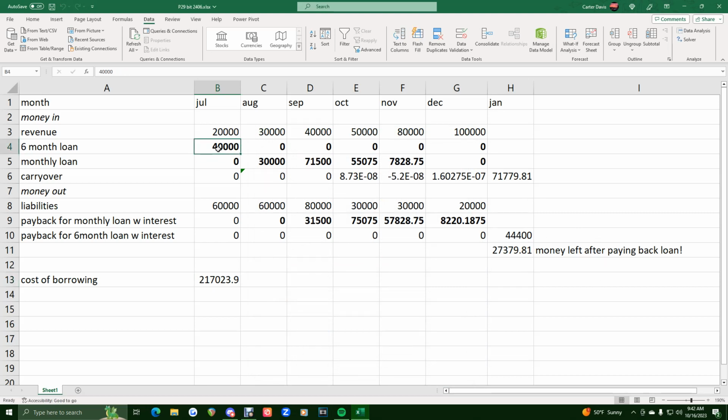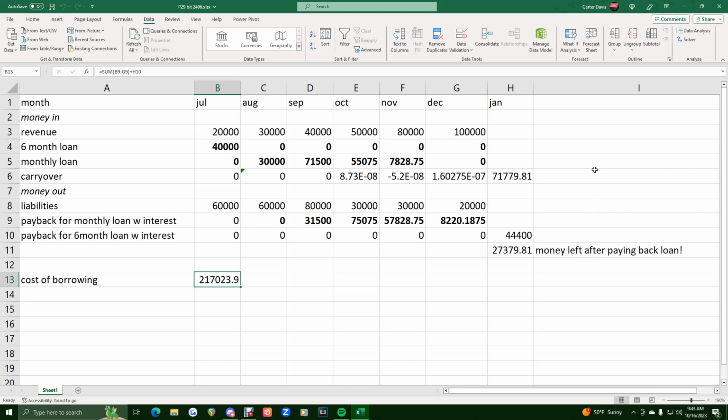This is the best I got. So it turns out we're taking out a 6-month loan for $40,000, and then eventually have to pay it back for $444,000. And then we take some monthly loans out for these amounts. We could probably simplify. I don't know if they want full dollar amounts here, maybe just dumb it down to 2 decimal places. I don't know, but this is the best I got. So the cost of borrowing is going to be $217,000, but we'll still have some money left over even after we borrow all that and pay all that back.